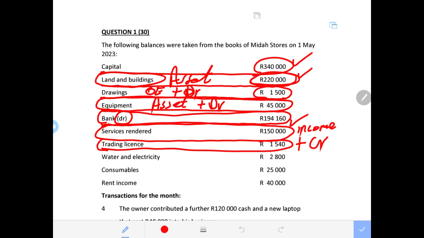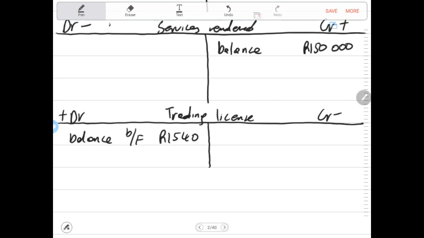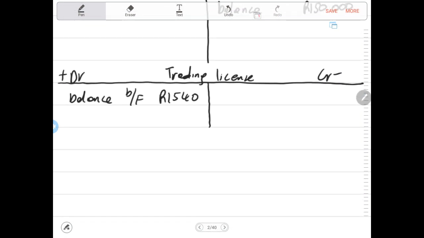Now, water and electricity, we know that water and electricity is an expense. We are paying for water and electricity in order for our business to continue operating. So water and electricity is an expense. Expense increases on the debit side. So the opening balance will be recorded on the side where expense is increasing, which is the debit side.